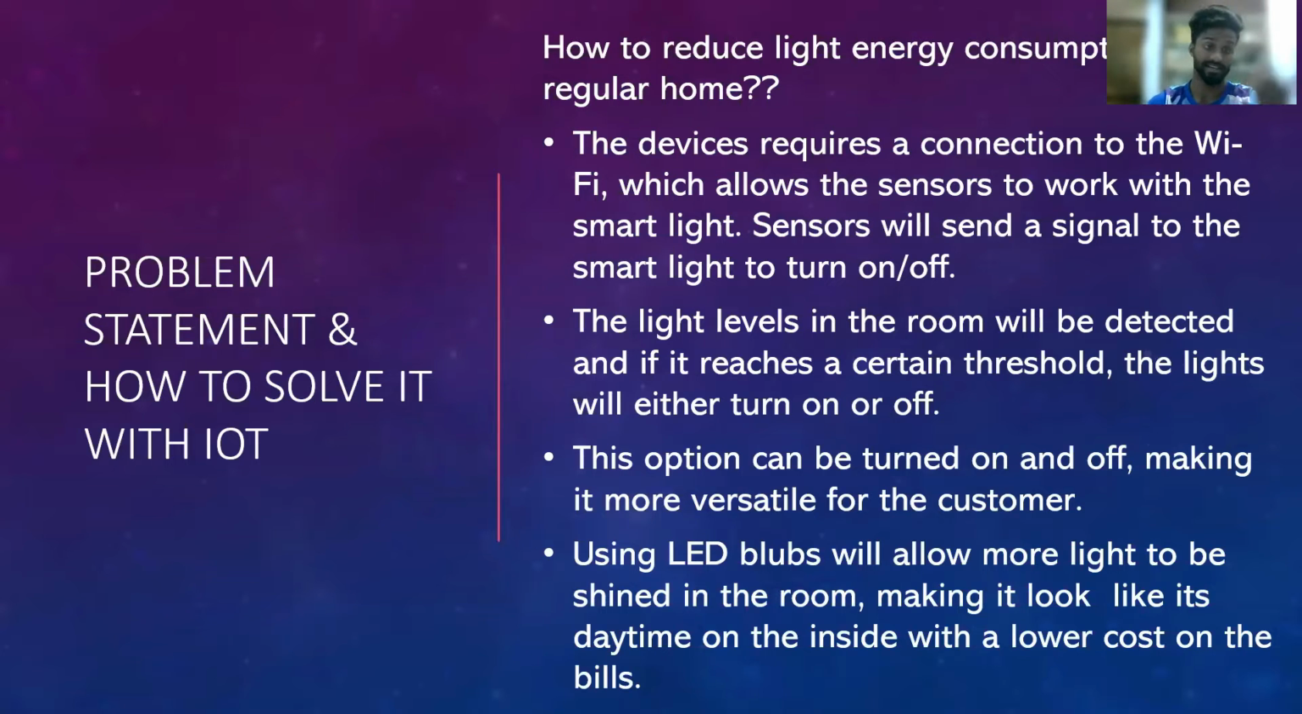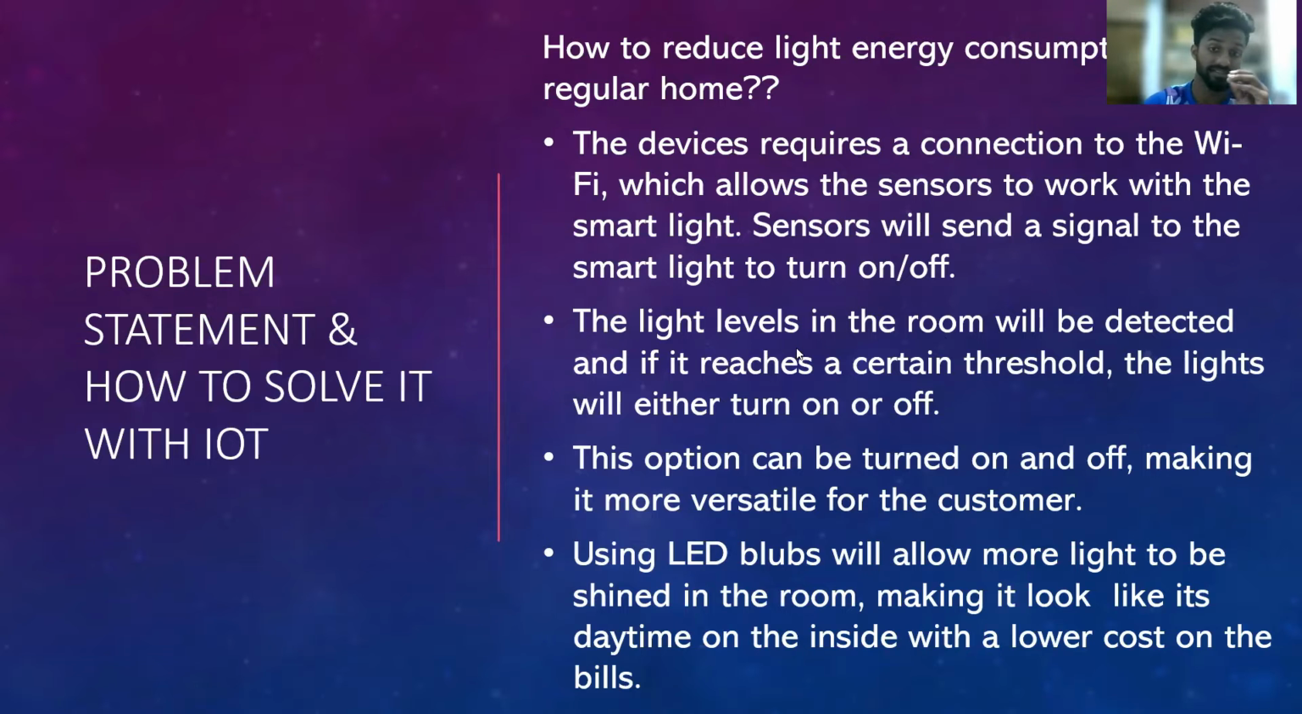Then the next slide is about the problem statement and how to solve it. So the problem statement is how to reduce light energy consumption in a regular home. So this is the explanation on how to solve it with IoT. The devices require a connection to the Wi-Fi, which allows the sensors to work with the smart light. The sensors will send a signal to the smart light to turn on and off.